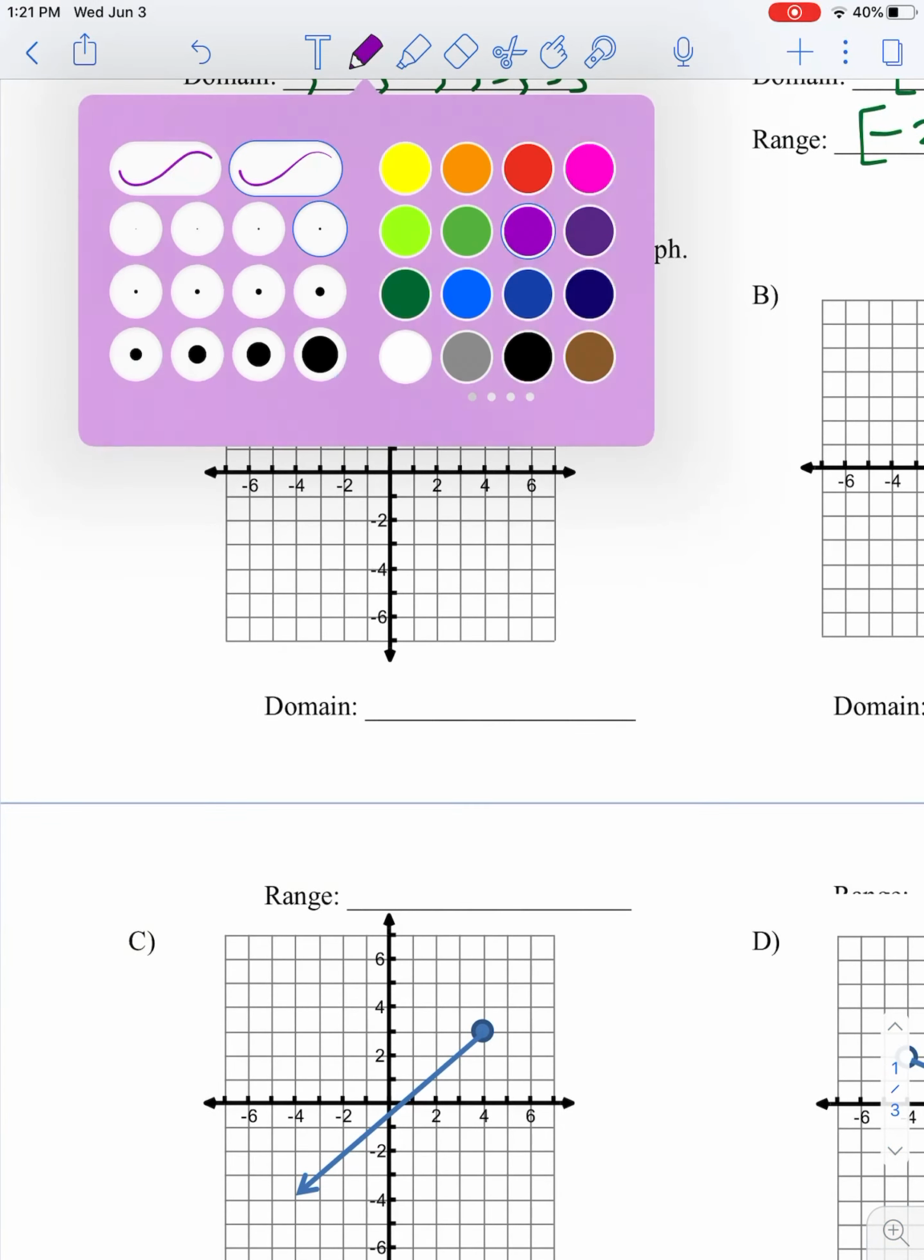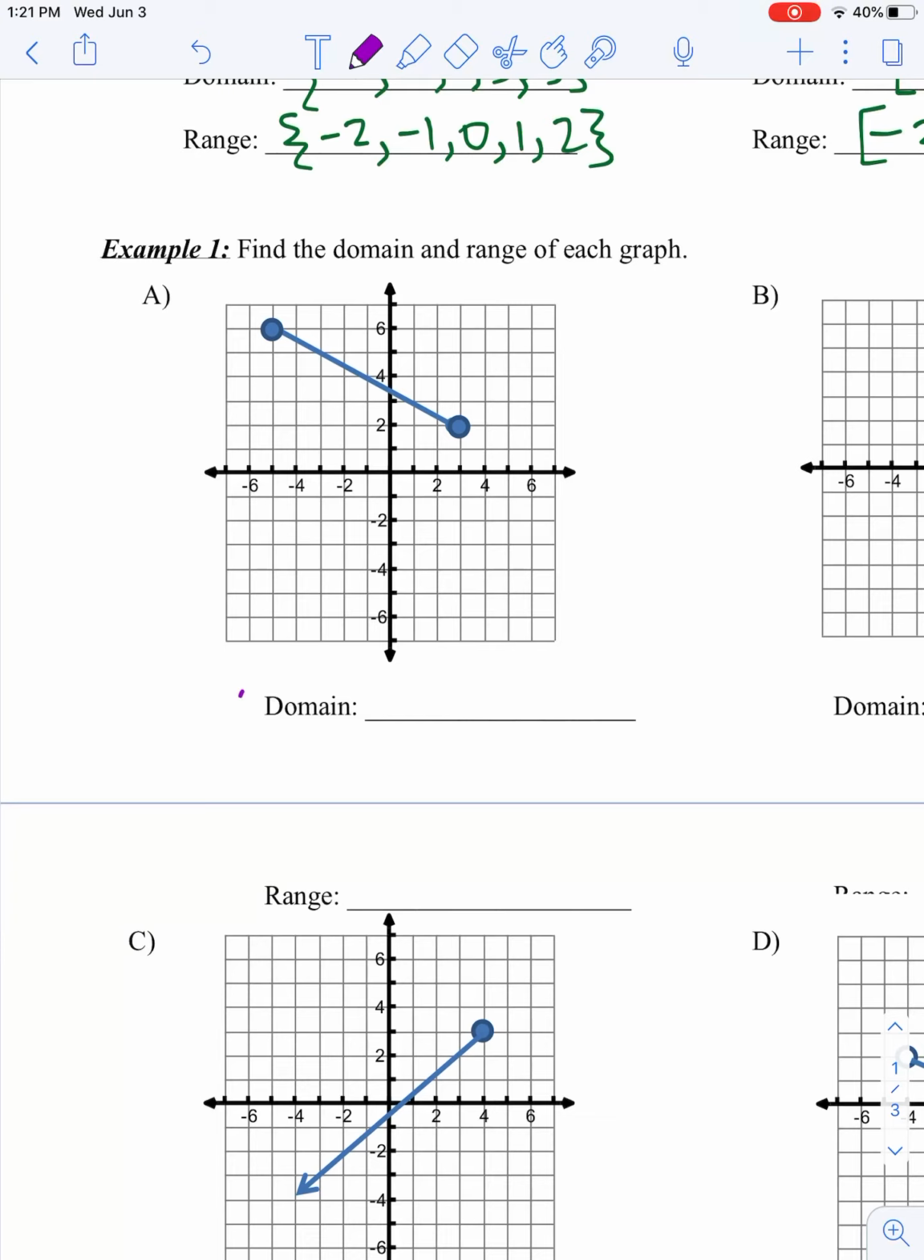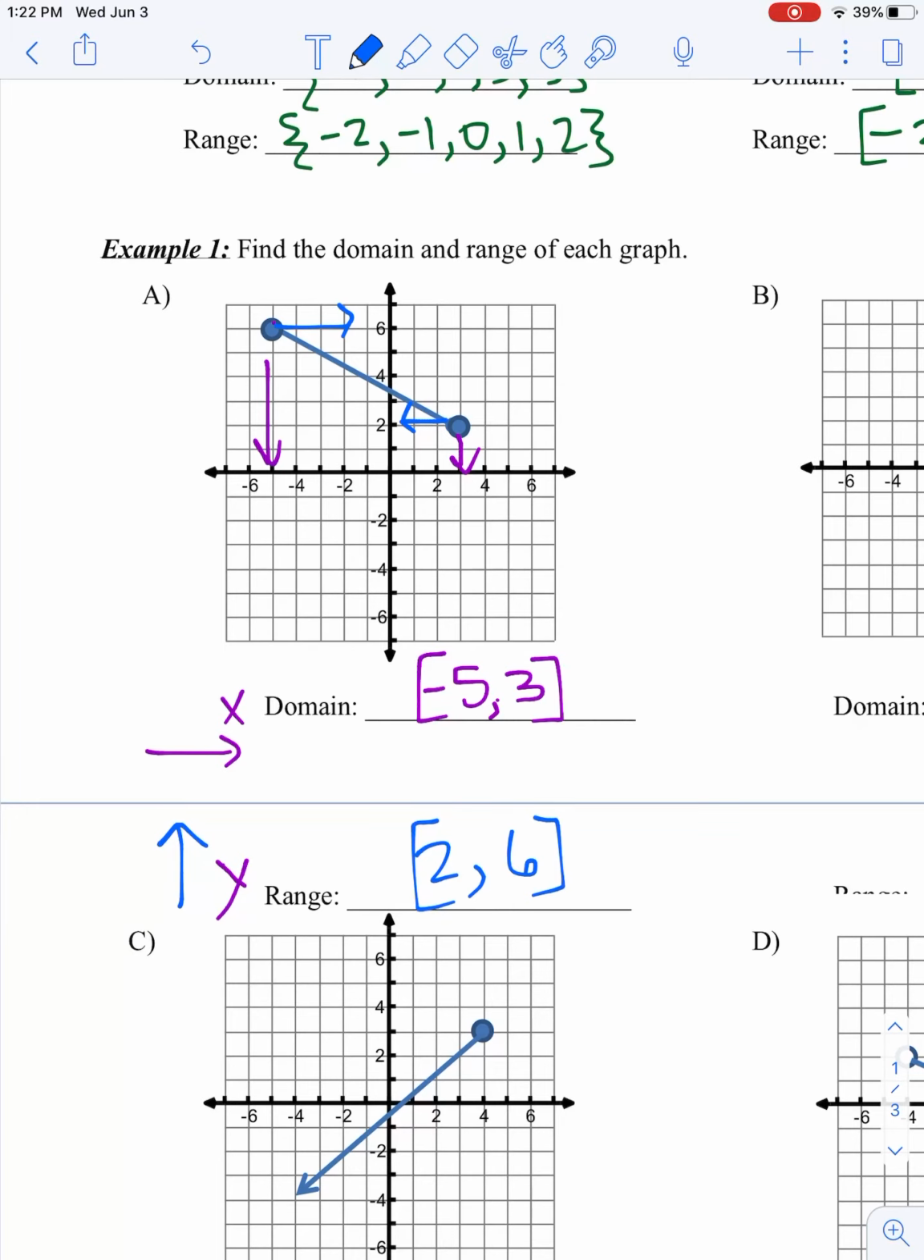All right, so in example 1A, domain and range. Actually, this should be pretty similar to what we had just seen. Domain, remember you're looking left to right, and you're looking at the x's. So the point to the left has an x value of -5, and all the way to the right, we have an x value of 3. So I put -5, comma 3 with brackets. The range is looking now at the y's, and that's going to be looking lowest to highest. So this lowest y is a 2, and this highest y is a 6. So I put 2, comma 6 in brackets.